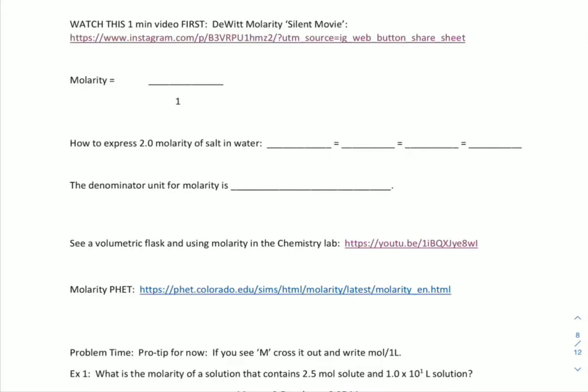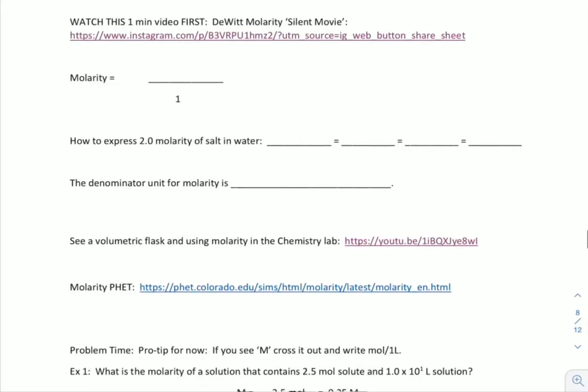So molarity, what it is, it's your moles of solute in 1 liter of solution. So solute, remember, that's the small thing. The solution is what you get when you put the solute and the solvent together and mix it up. Key thing: this is not the solvent. So just make sure you know that is not the solvent.